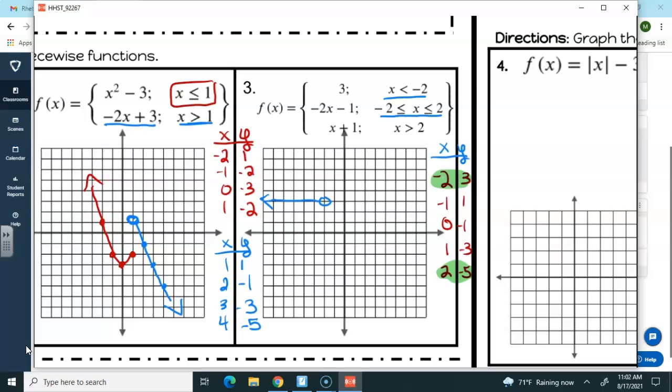okay, (-2, 3), that will close that circle. And then at (2, -5), it's going to be there. And then we're going to draw a straight line connecting those 2, and you'll see at (-1, 1). Hold on, let me fix my line.